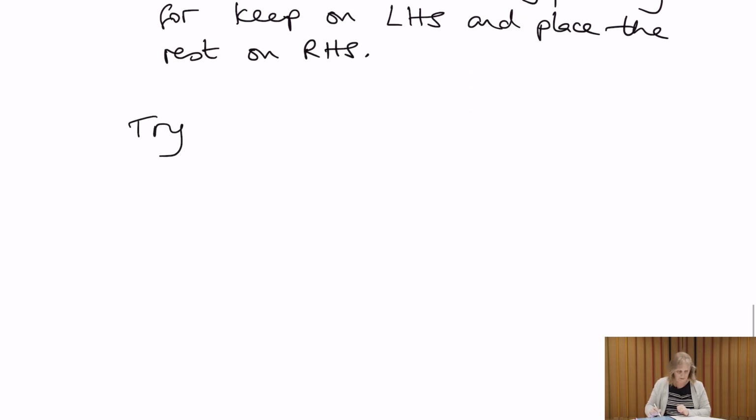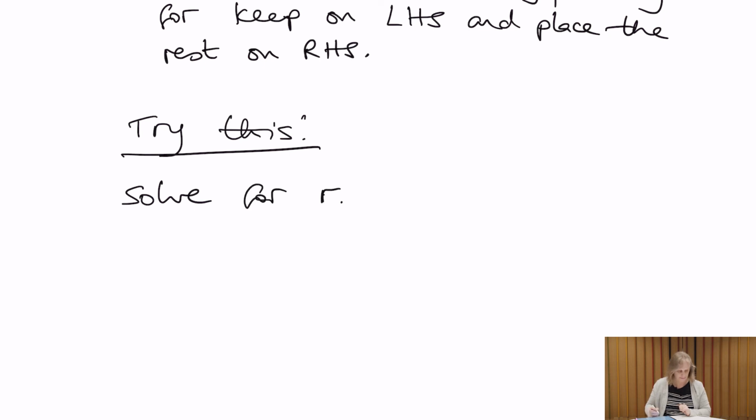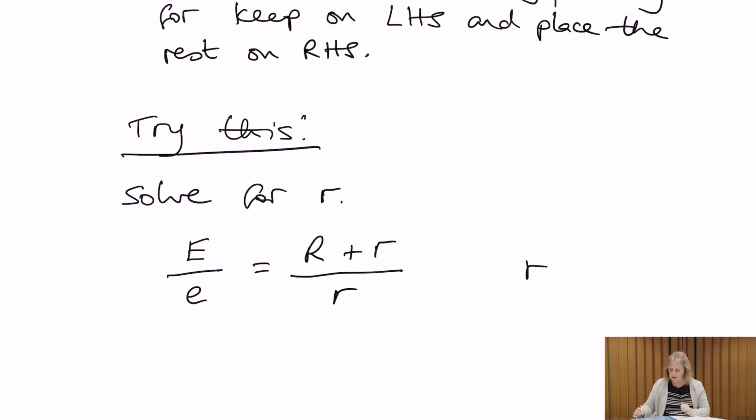Okay, just one question for you to try. It's a little bit tricky. You can use cross multiply here. So try this question and solve for lowercase r. We've got an uppercase E divided by a lowercase e is equal to an uppercase R plus a lowercase r on the right-hand side in the numerator, all divided by lowercase r. So when you use the rules of algebra to rearrange this to isolate lowercase r, then you should get the solution to be this.